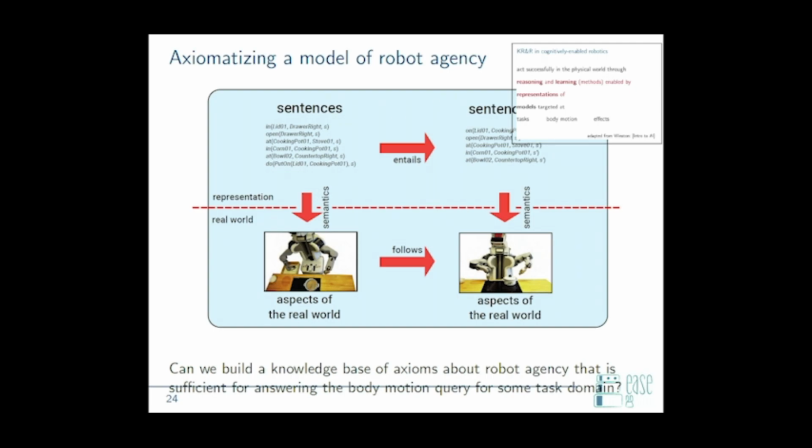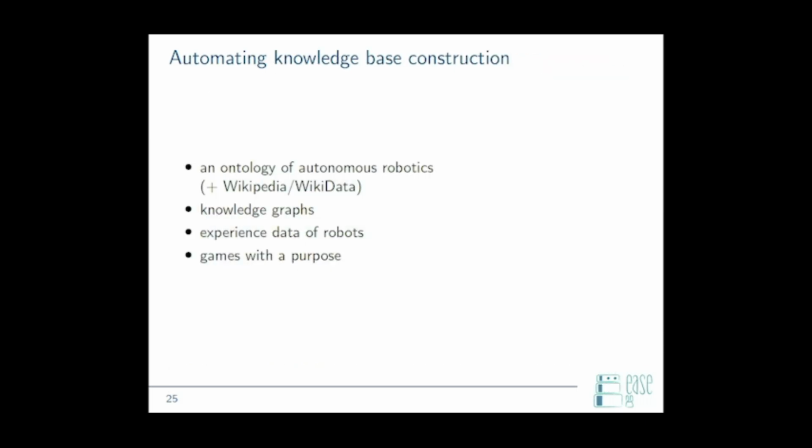And so we will basically look a bit more into that. But the reason for using knowledge representation and reasoning mechanisms is that if we look at what is happening in knowledge representation and reasoning, we now see a lot of extremely powerful tools for automating knowledge-based construction. So we see huge ontologies or encyclopedias that are useful for autonomous robotics. Examples are Wikipedia and Wikidata.